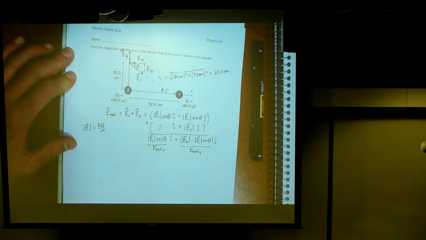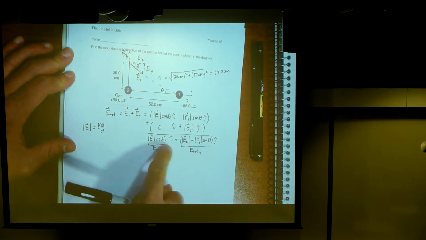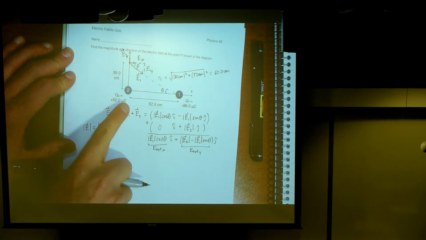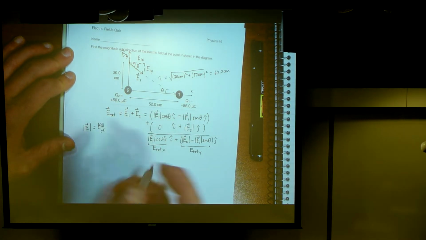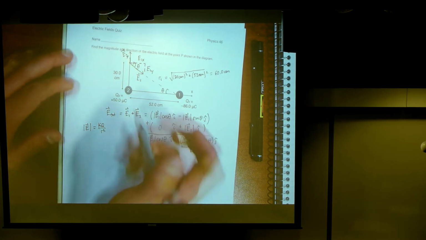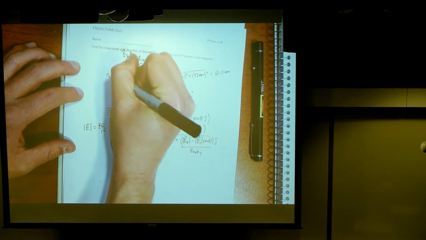Okay, what about our sines and cosines? Let's work those out just on the side, because we have a sine here and a cosine here. Better figure out what those are. Actually, before we do that, what's R2? 30. Because the distance between the second charge and the point is just this 30 centimeters. So that's R2 right there.